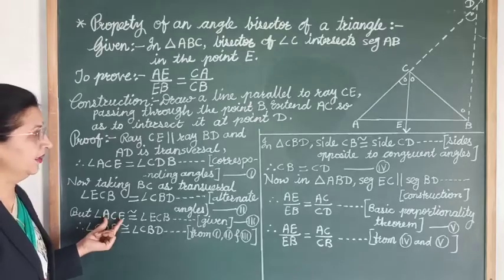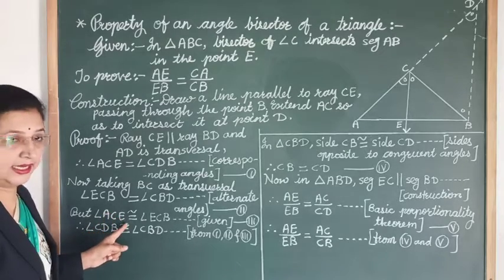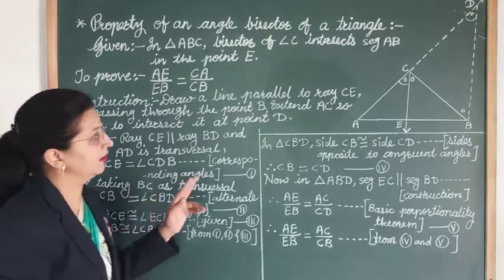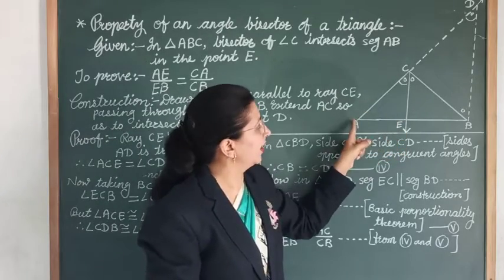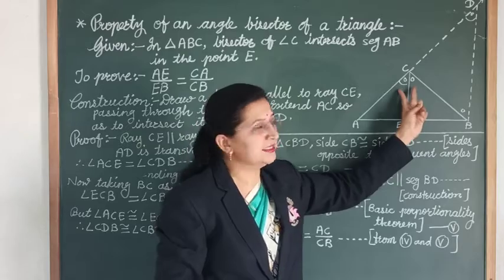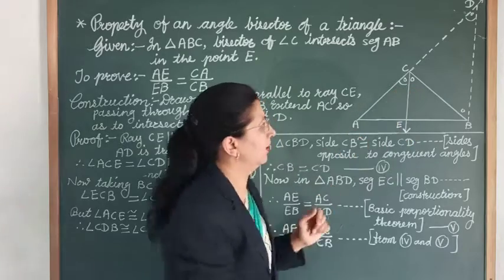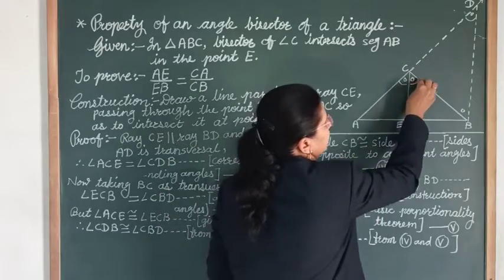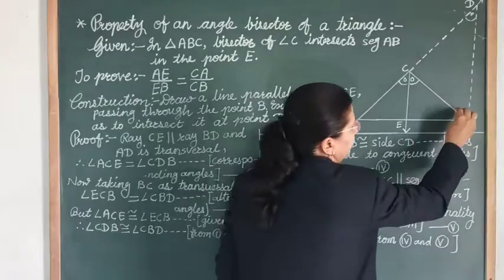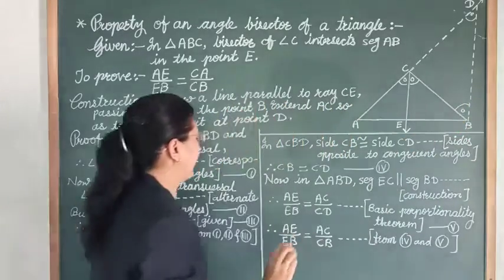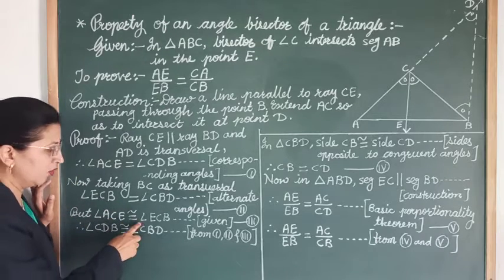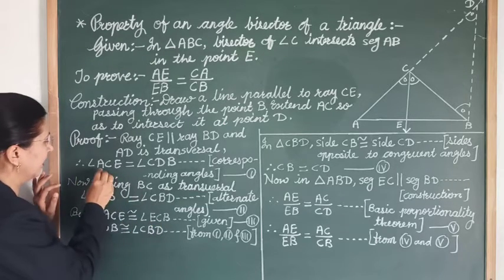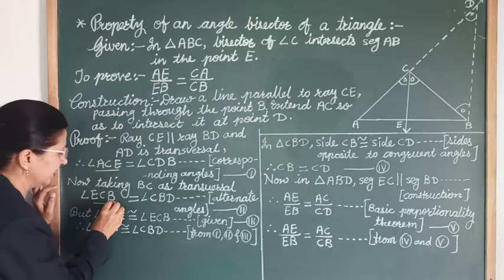Now here angle ACE is congruent to angle ECB, as CE is the bisector of angle ACB. It means that these both angles are congruent, right? These both angles are congruent. Here is ACE and here is ECB.